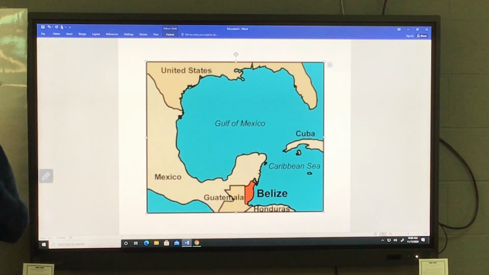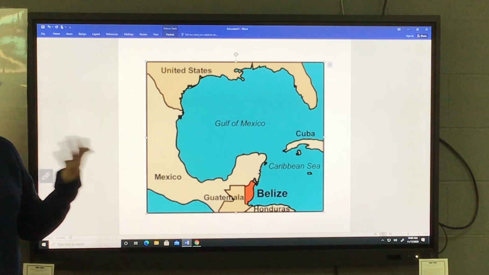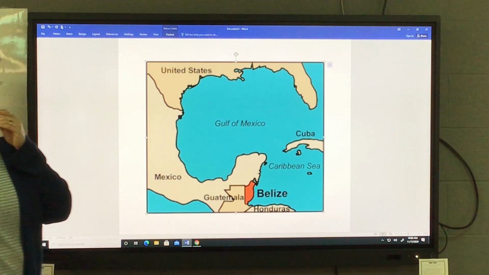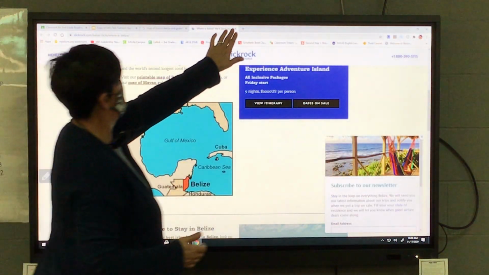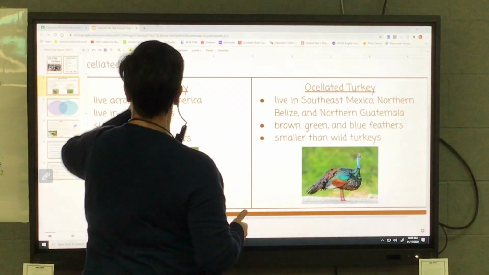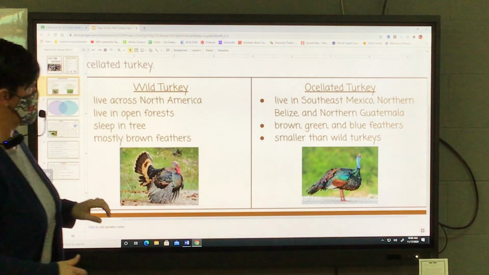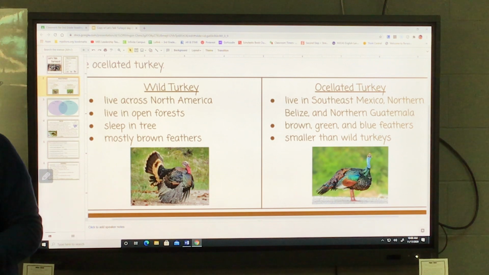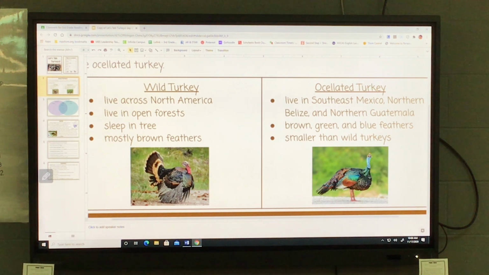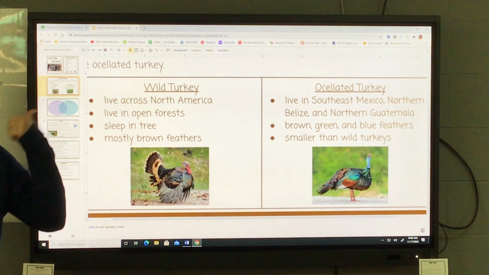So it's in a lot warmer spot than where the wild turkeys typically are found. And the wild turkey seems like it has way more feathers than the other. In this picture it looks like it, doesn't it? We just might have to Google pictures of other ocellated turkeys to see if theirs ever pop up like the wild turkeys do. I would think that they might. I don't know enough about turkeys. Good thing we're doing this.